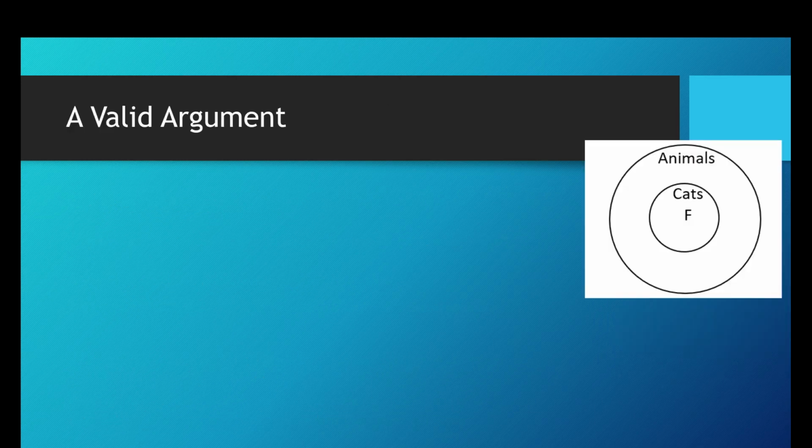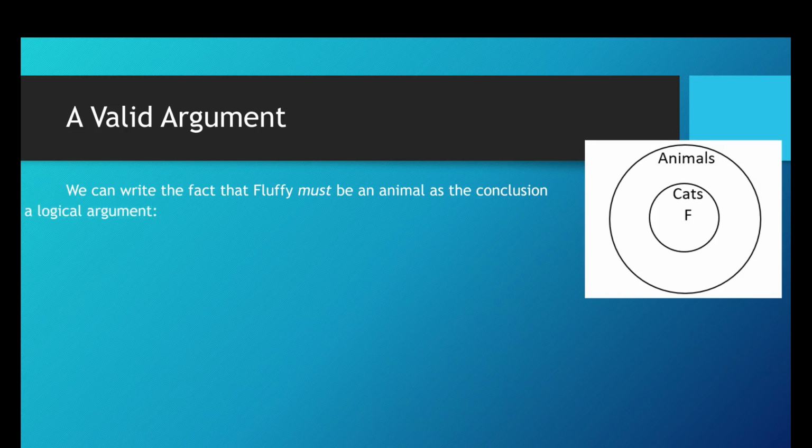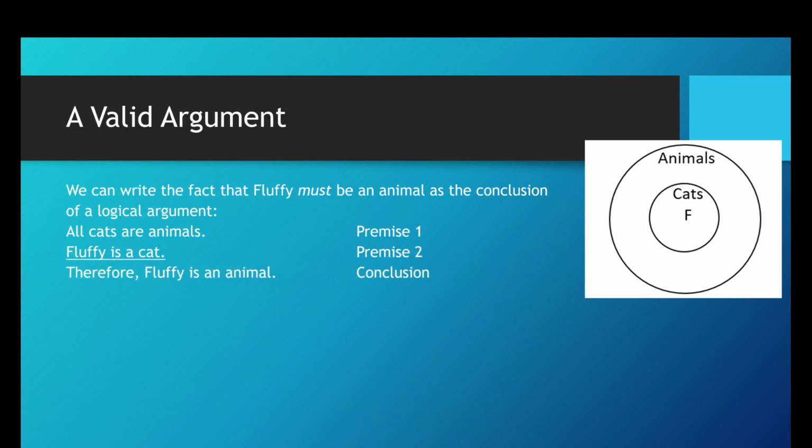What that makes is an argument, a valid argument. It's the conclusion of the following argument. Here's the first premise. All cats are animals. Second premise, Fluffy is a cat. And here's the conclusion. Therefore, Fluffy is an animal.